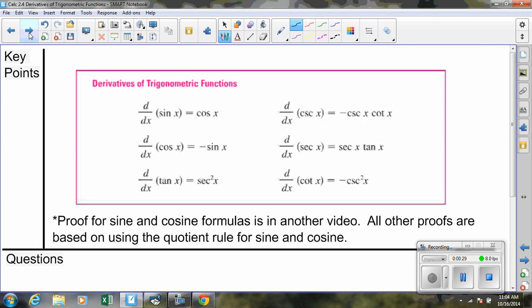Take a moment, pause the video, write down your 6 different trig functions because we will use these as the foundation for all our work. I'll note we're not going to prove these in this video. The proofs will actually be in another video on our channel.